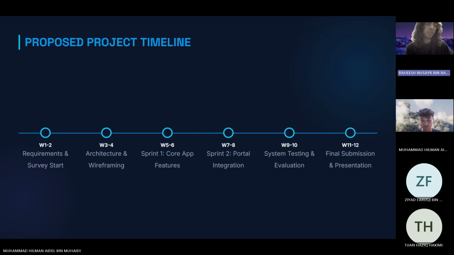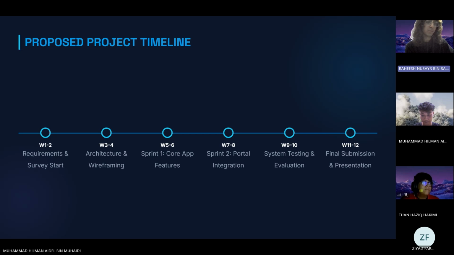Week 9 and 10 are completely reserved for quality assurance, where we will actively try to break our own prototype through spoofing attacks and gather UX feedback. Finally, weeks 11 and 12 will be dedicated to compiling our data, finalizing our thesis report, and preparing for our final presentation.